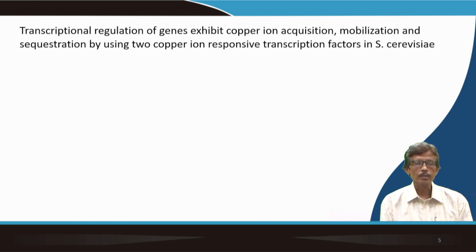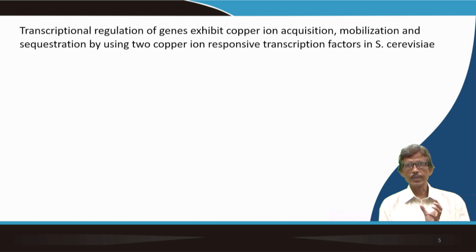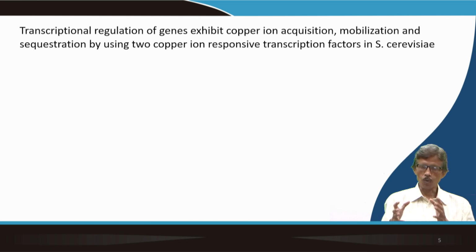The transcriptional regulation of genes is also responsible for your copper ion acquisition. So, we are not going far away. In most of these cases we are talking about keywords, like transcriptional regulation, transcription and the genes only. Copper ion acquisition, we have already seen that, then the mobilization and sequestration. How? Because you can have two copper ion responsive transcription factors in S. cerevisiae. So, your model substrate is S. cerevisiae.